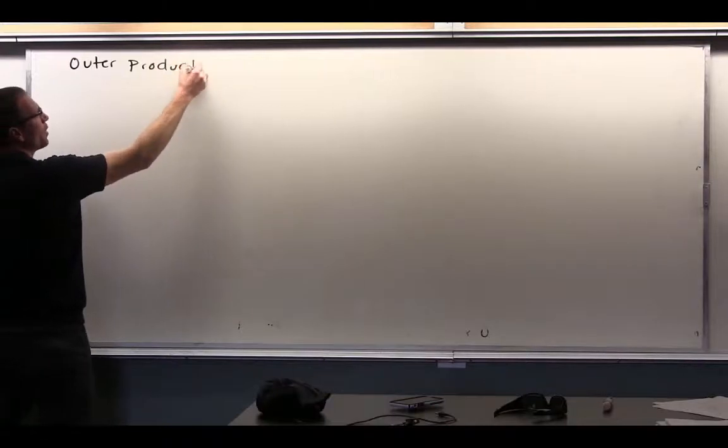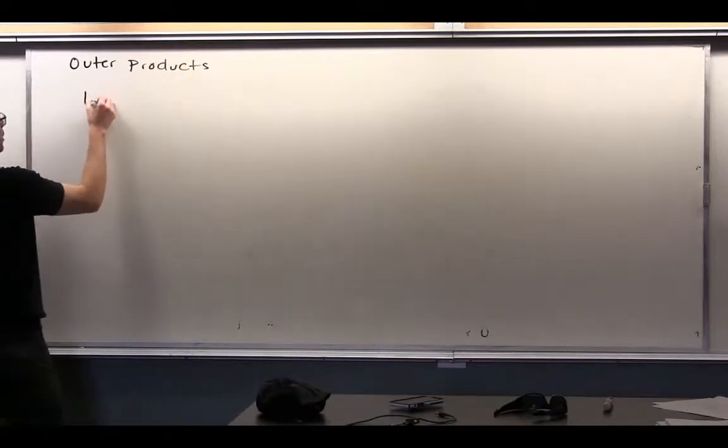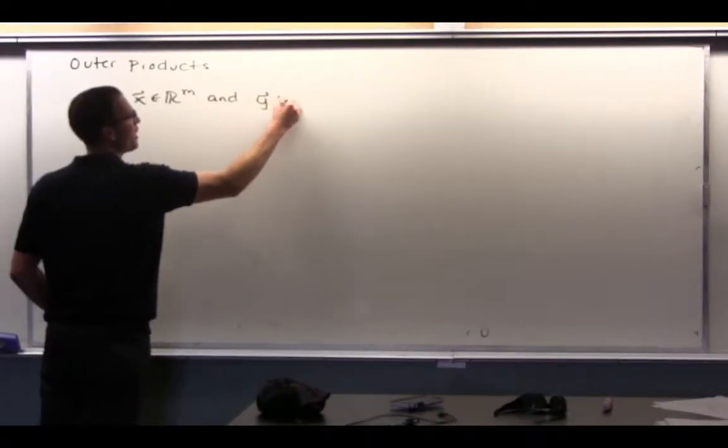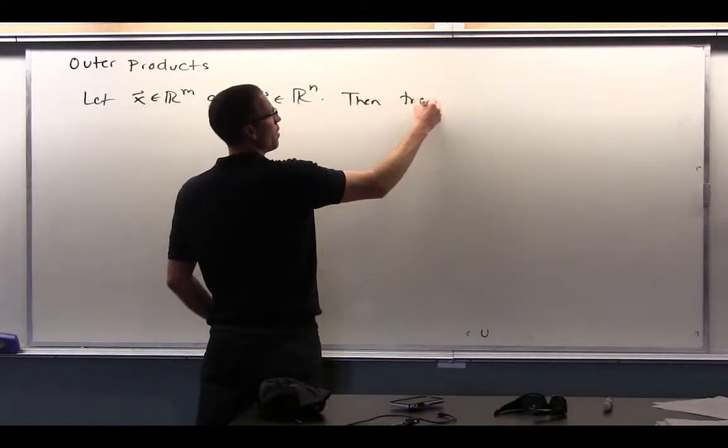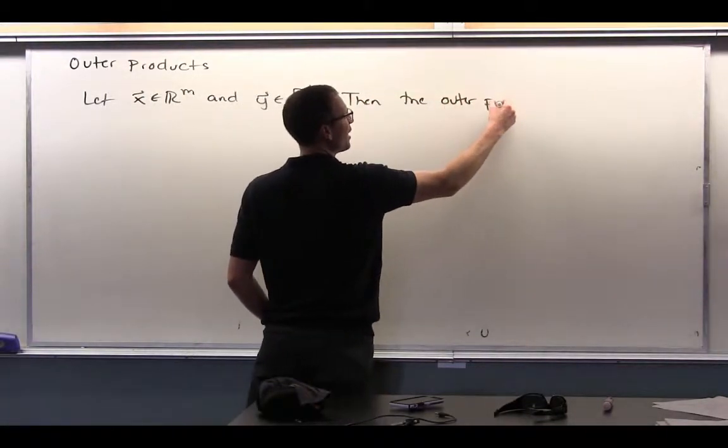The outer product. In this case we're going to let x be an element of R^m and y be an element of R^n. Then the outer product, anybody taken physics 4D?